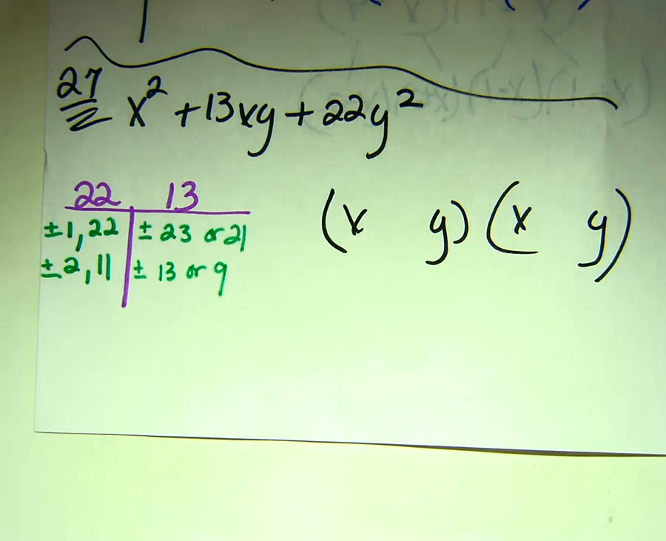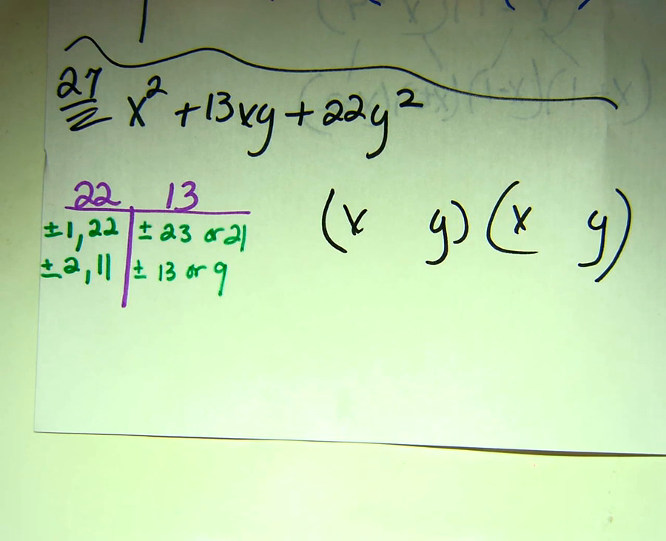Given to you, you have x squared plus 13xy plus 22y squared. Well, what can give you 22 if you multiply it, but if you add or subtract it, it gives you 13? So right here, I wrote it out. I know 1 times 22 gives me 22. I also know that 2 times 11 gives me 22. Well, 22 plus 1, whether it's negative or positive, can give you 23. But 22 minus 1 gives you 21. We don't want 21. We want 13.